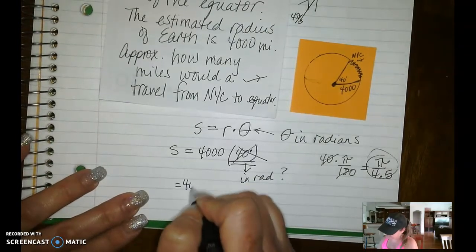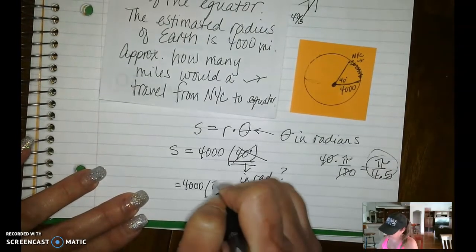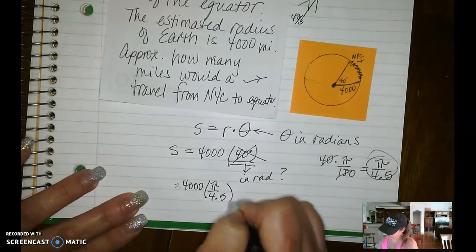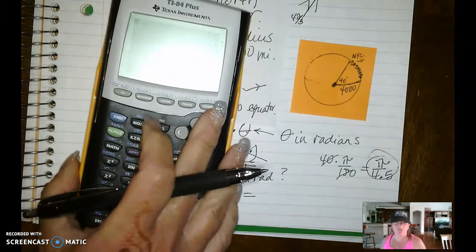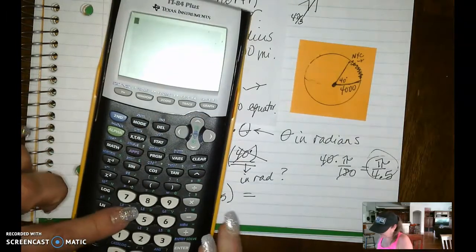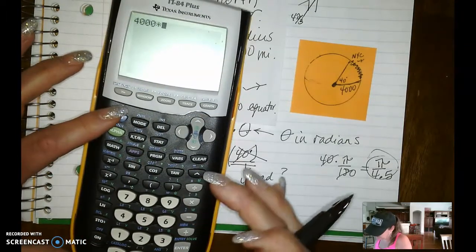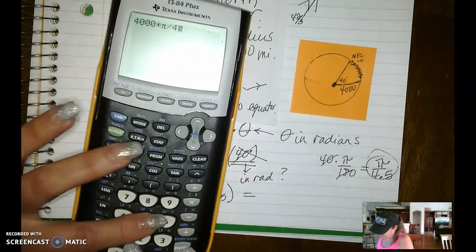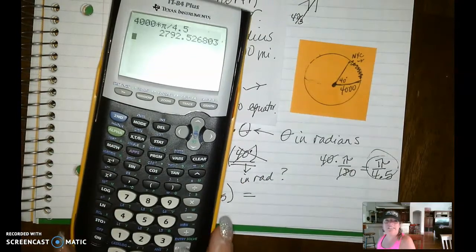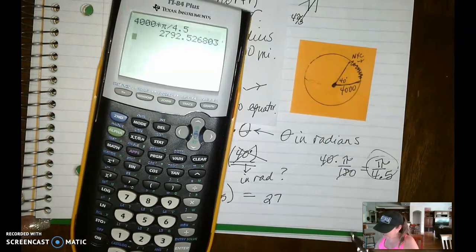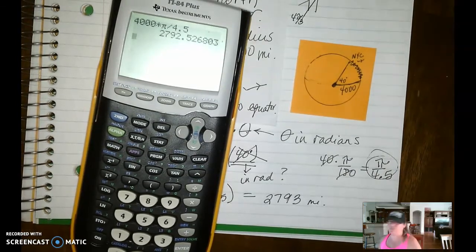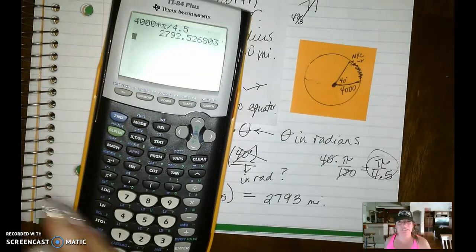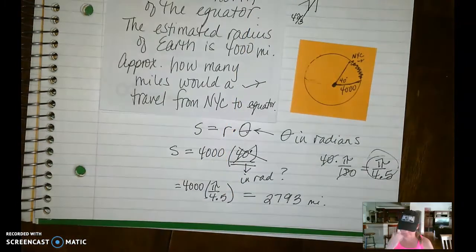So I'm going to get 4,000 times pi over 4.5, and that's going to give me the arc length, or how far the plane is going to have to fly, okay? So let's go do that math. 4,000 times pi divided by 4.5 is this big old honkin' number, and if I round to the nearest mile, I'm going to get 2,793 miles. So that's approximately how far the plane is going to have to fly, okay?